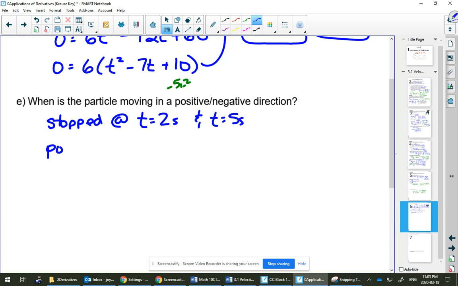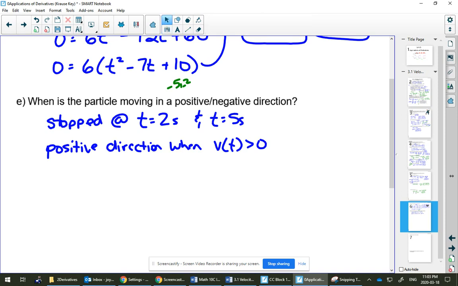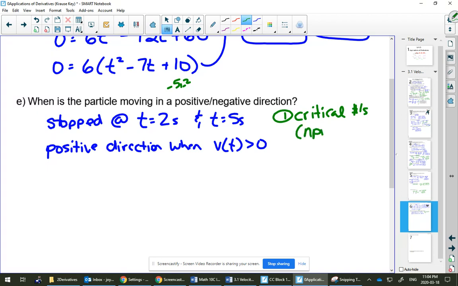We also know that the particle will be moving in a positive direction when our velocity is greater than 0. So the way that we're going to figure this out, we're going to do it in 3 steps. First step, we're going to figure out our critical numbers. Those critical numbers can be your NPVs or your zeros. In this case, we're just dealing with zeros. We've already figured out our critical numbers in the last question. Then we're going to set things up on a number line to give us a general visual of what's happening, and then we'll create an interval chart.